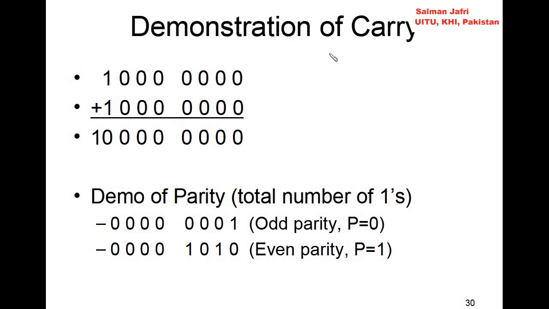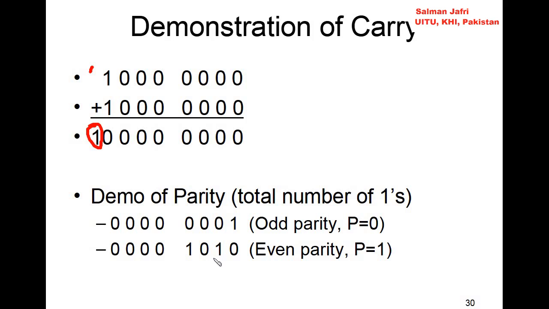Let's have a demonstration of carry, which is very interesting. If we add these two 8-bit numbers together, 00000001 plus 1 is 0, carry 1, and this is basically 1. Now this is basically the carry. This is a demonstration of parity. In this number, the parity is odd, so the parity flag is 0. In this number, the parity is even, so this flag is 1.